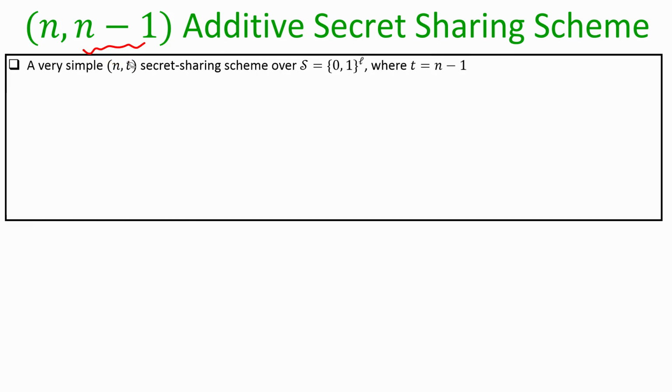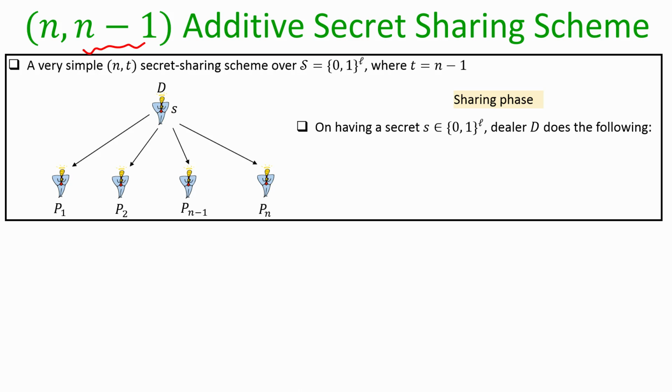So, here my secret space is the set of all possible L bit strings, and as I said, my threshold t is equal to n minus 1. The sharing algorithm is as follows. Imagine the dealer has a secret S consisting of little L bits. To share it, it picks n minus 1 shares randomly from the set of L bit strings. That means, the first share is a random L bit string, the second share is a random L bit string, and in the same way the n minus 1th share is also a random L bit string.